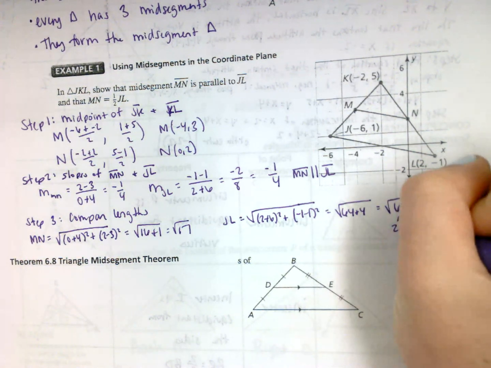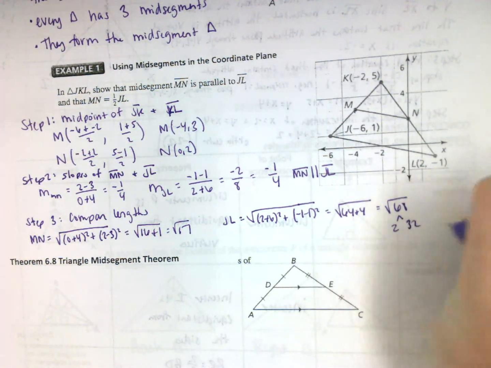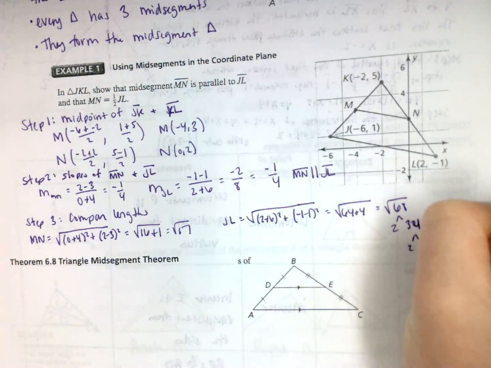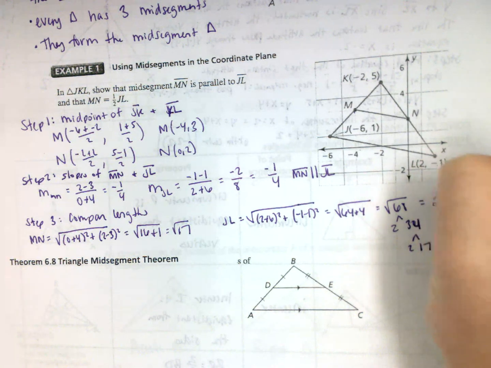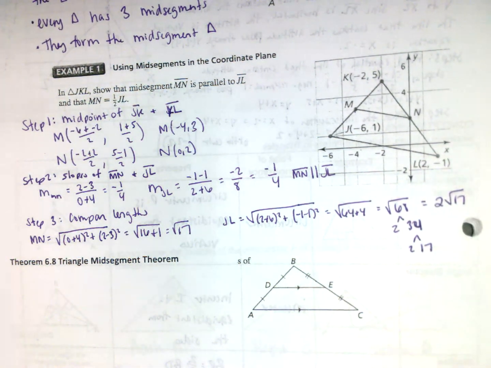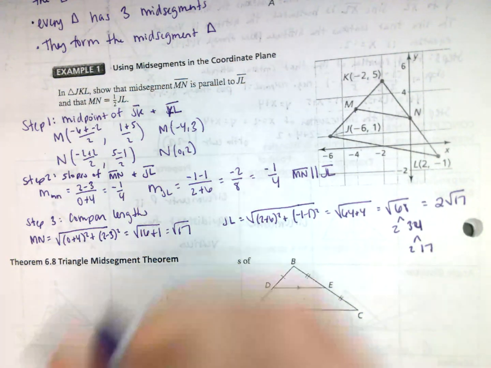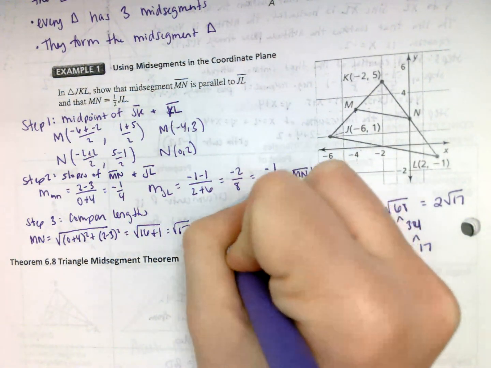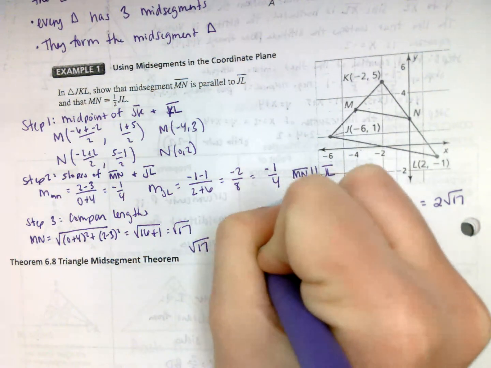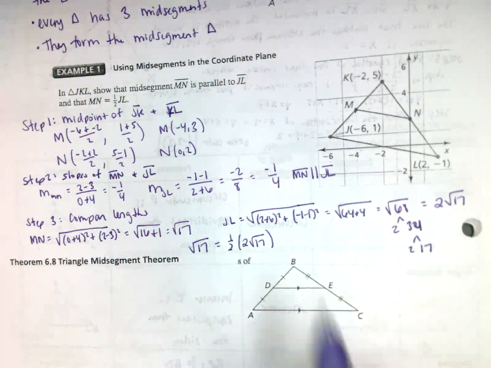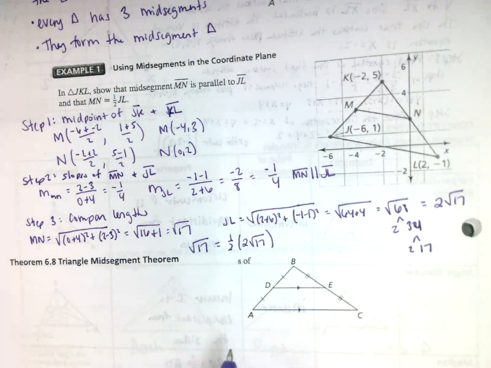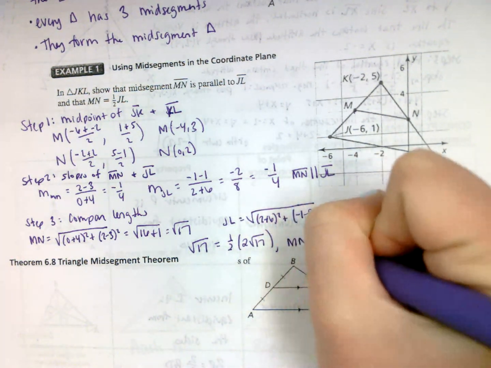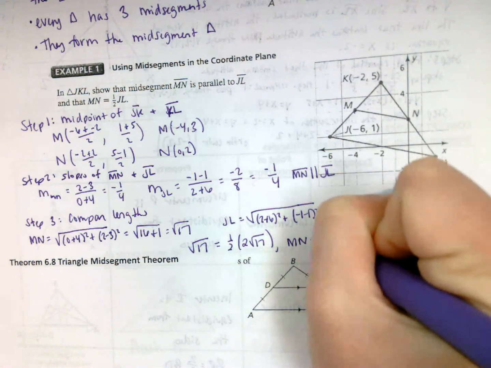68 we know can be broken down into 2 and 34. And 34 can be broken down into 2 and 17. So this is actually 2√17. So then if I look, the square root of 17 is equal to 1/2 of 2√17. That is true because the 1/2 and the 2 cancel and I get square root of 17 is equal to square root of 17. So we know that MN is actually 1/2 of JL.